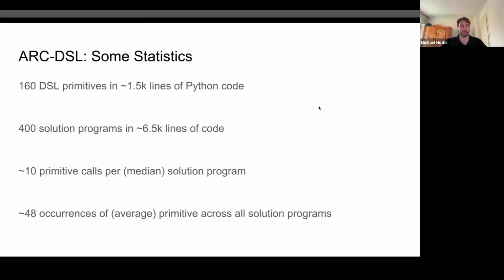Otherwise, some numbers. As I said, there are 160 primitives and 1.5K lines of Python code. The solution programs are about 6.5K lines of code. That amounts to about 10 primitive calls, 10 lines of code, for the median solution program. And the average primitive occurs about 48 or 50 times. Just to give you a feel of how this may look.